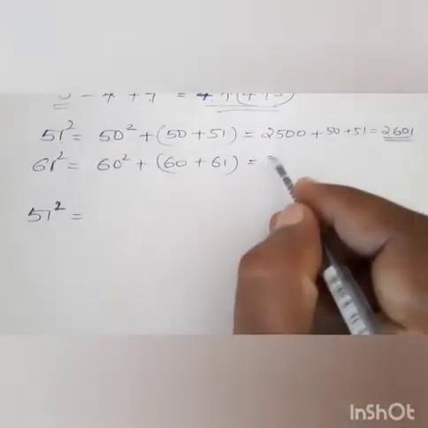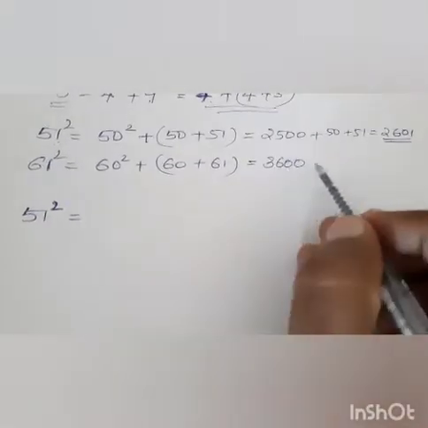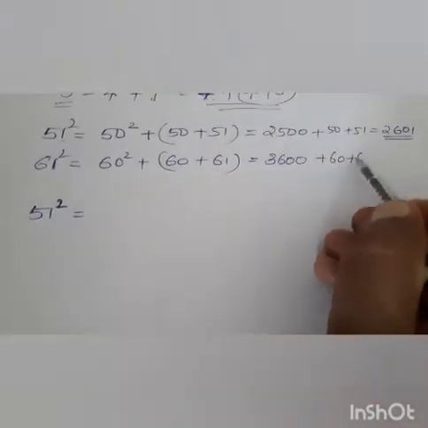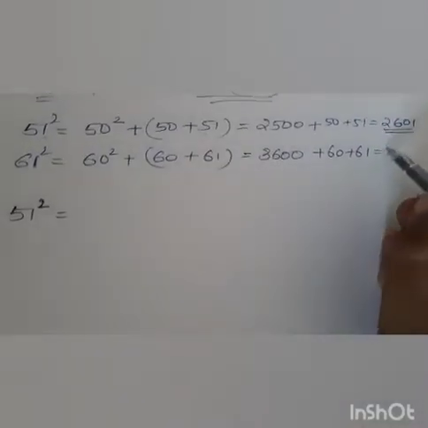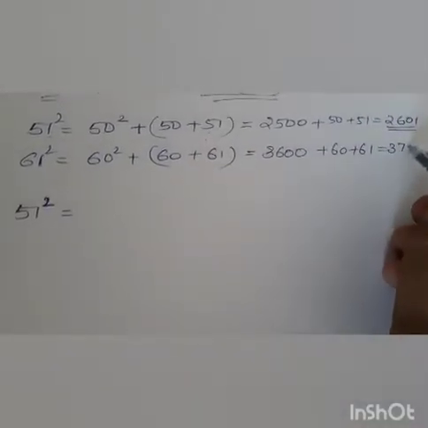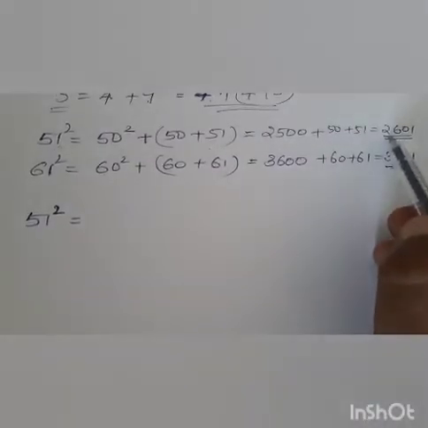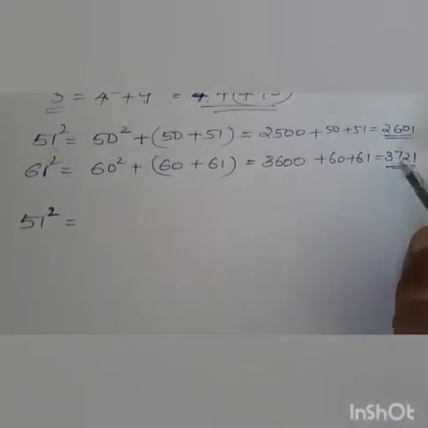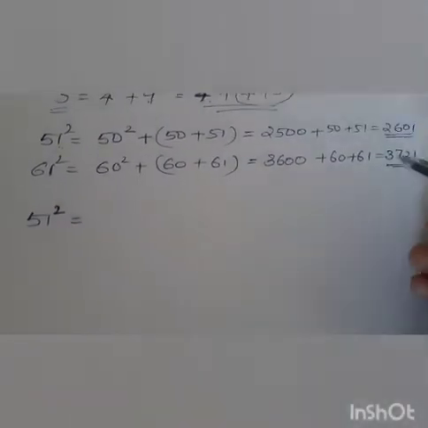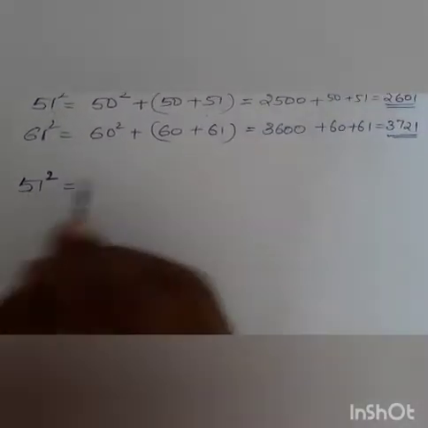6 square is how much? 36. So 3600 plus 60 plus 61. The sum we are getting as 3721. So 51 square we got 2601 and 61 square you got 3721. So you can write in another method also.